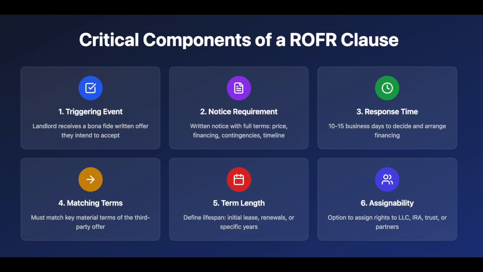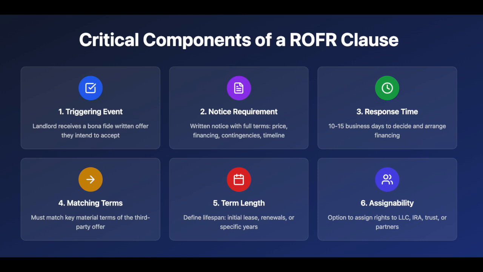Okay, so they tell me everything. Then I need time to actually figure out if I can match it. Absolutely critical as the third point. Response time. The clause must give you a reasonable defined period to make your decision. How long is reasonable? The source suggested 10 to 15 business days is often seen as fair and practical. It recognizes you might need to talk to lenders, partners, maybe an IRA custodian. Yeah. You can't make a huge decision like buying property in like 24 hours. Right. Avoids a snap judgment on a massive commitment.